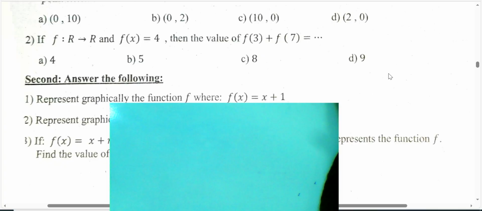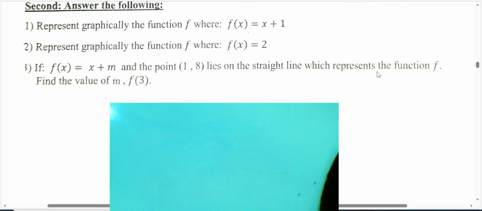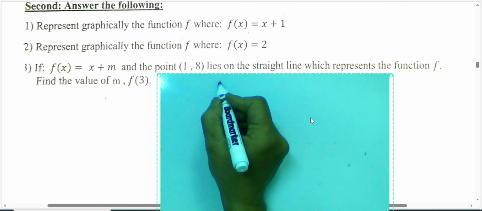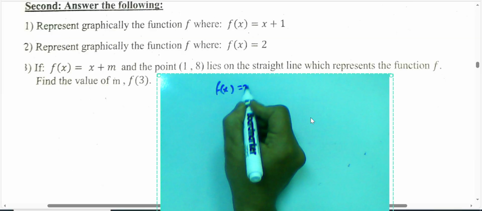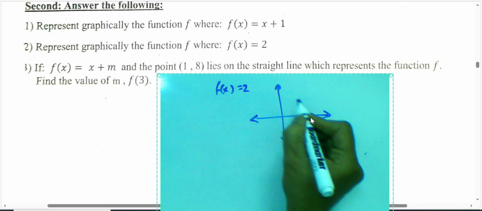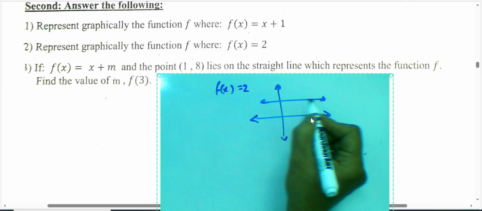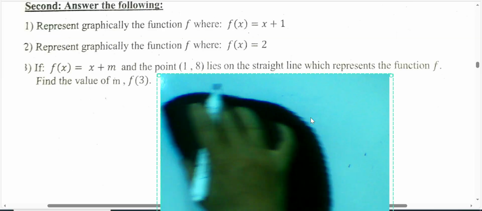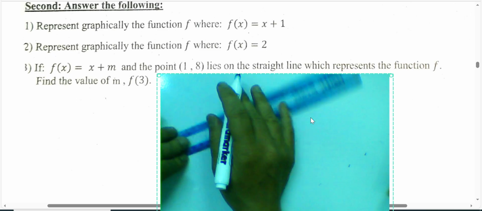Okay, understood? Okay, next question, we have a constant function here. F of x was equal to 2, you can draw a straight line intersecting the y-axis at the point 0 and 2 and parallel to the x-axis.